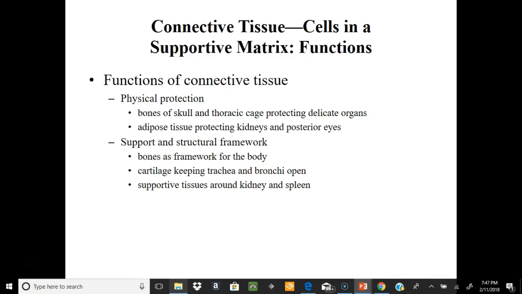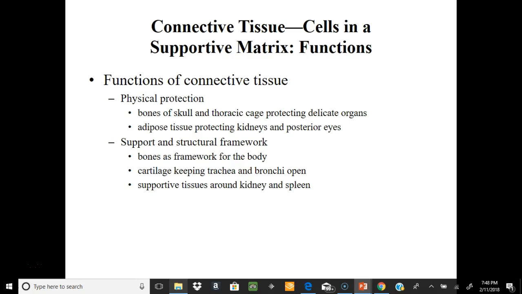So let's talk about the basic functions of connective tissues then. One major function of connective tissue is protection. A lot of our connective tissues function in protection. So blood has white blood cells that protect us. Bone protects the underlying soft organs. Adipose connective tissue surrounds our organs and gives kind of a cushion to those organs. So a lot of our connective tissues are protective in nature.